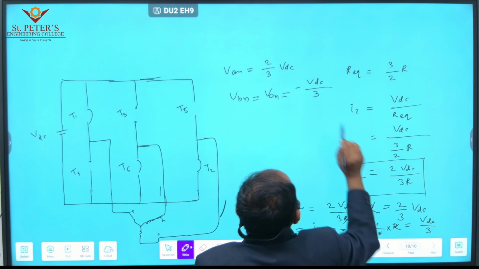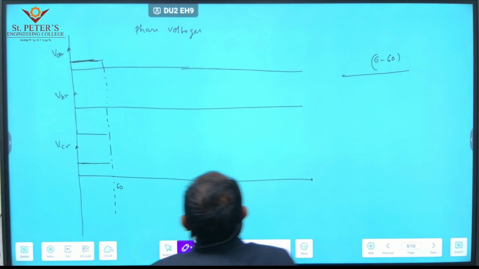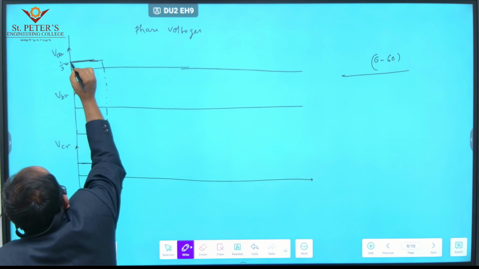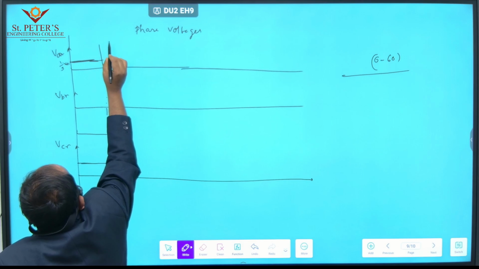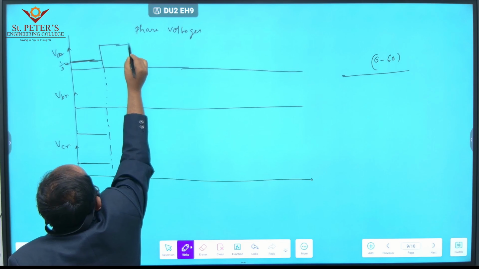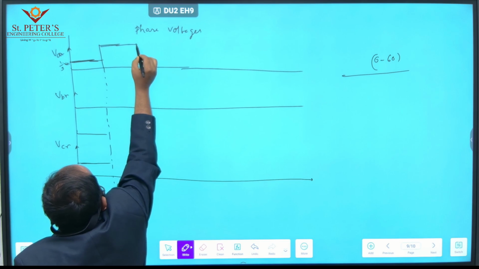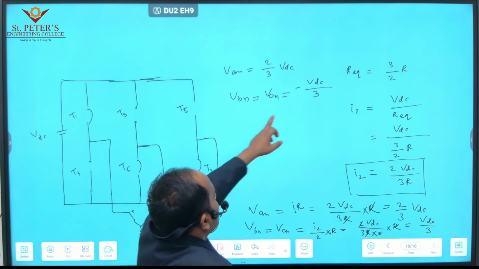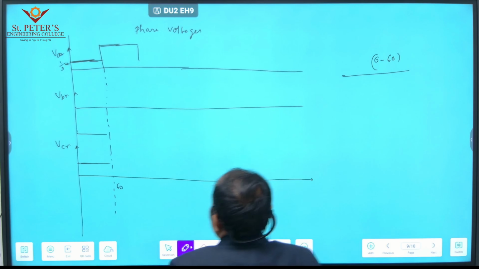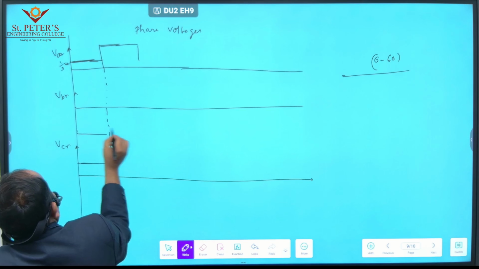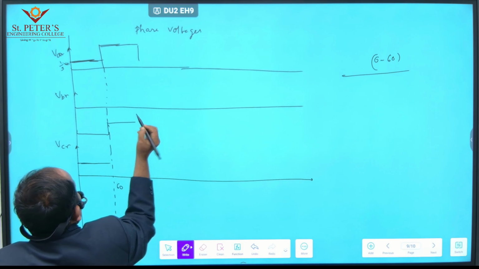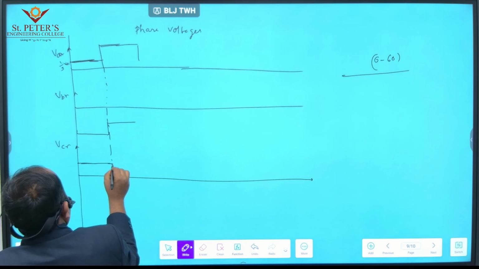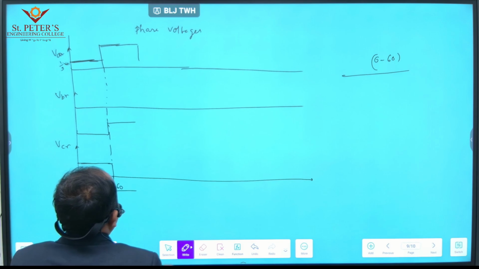Then from 60 to 120, VAN is 2 by 3 VDC. So this is the 1 by 3 VDC level. Next, 2 by 3 VDC must be higher than 1 by 3 VDC, that's why we get this kind of waveform. Next, what about VBN and VCN? VBN we are getting minus VDC by 3. VBN is already in minus, that's why this is minus VDC by 3. And VCN, which was positive VDC by 3, now becomes minus VDC by 3.